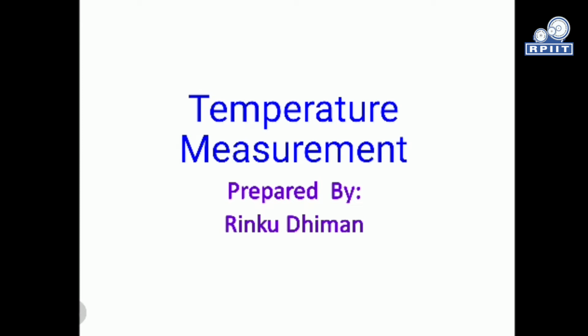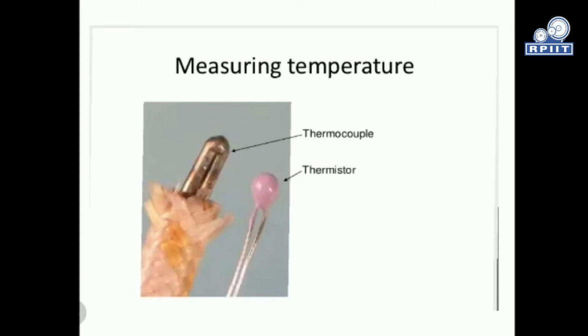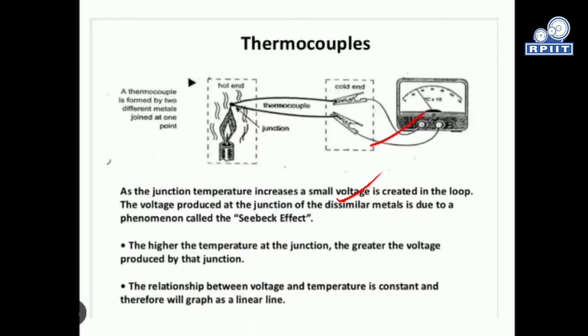So today we are going to discuss temperature measurement. As we are already aware, a transducer converts one form of energy into another form of energy. So here we'll talk about the temperature transducer. The temperature transducer can be different kinds of temperature devices: RTD, thermistors, thermocouple, etc. For measuring temperature, we always use two kinds of elements: one is the thermocouple, another is the thermistor. We'll discuss in detail in further slides what a thermocouple and a thermistor are.